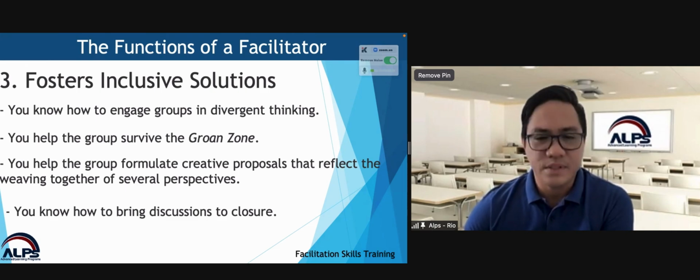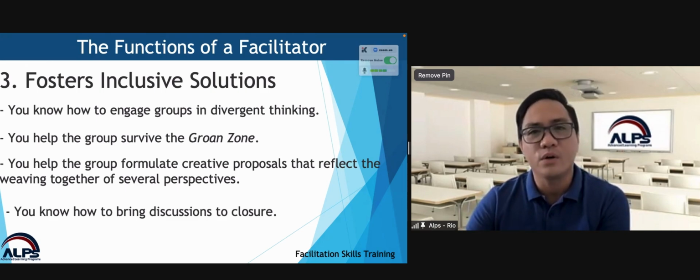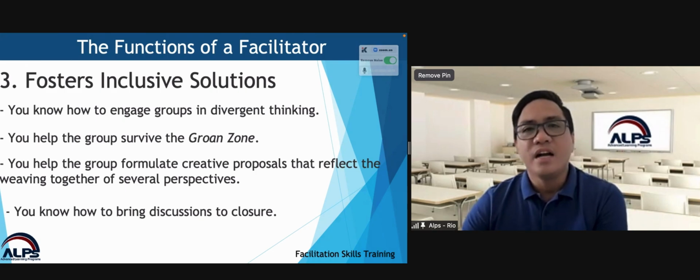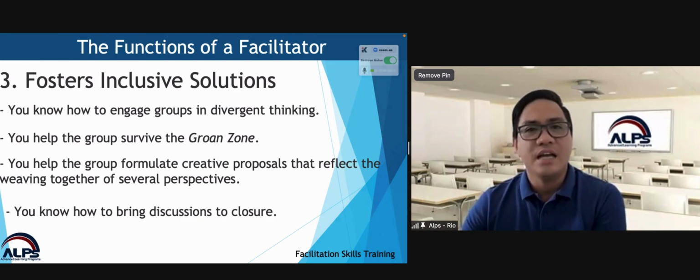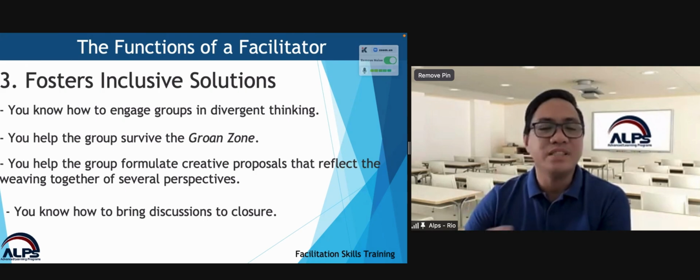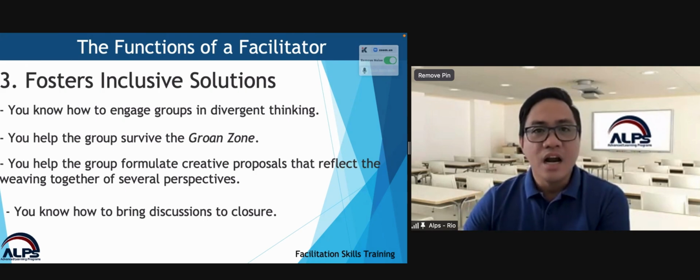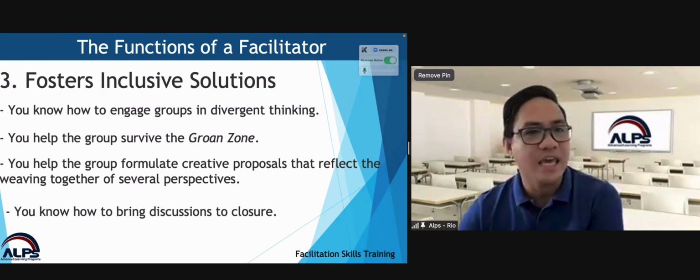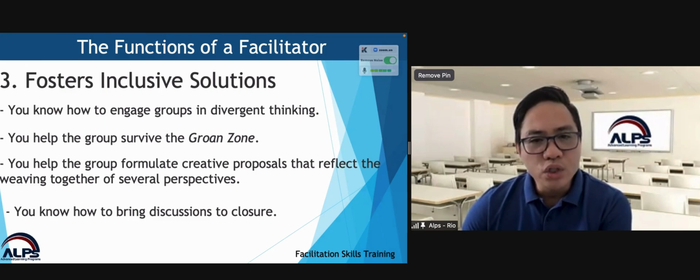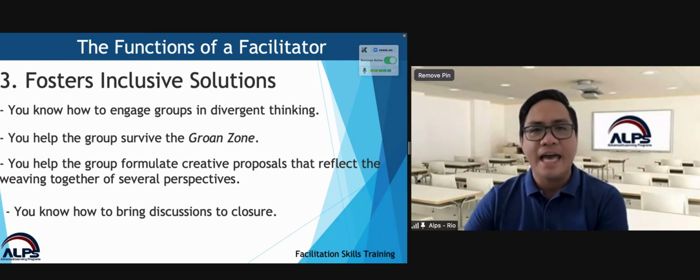What are these steps? First, you know how to help the group break free from restrictive business as usual discussions, and you engage them in divergent thinking, meaning have the other members air out their thoughts. Okay, divergent thinking, not just one-sided thinking, but divergent thinking. You also help the group survive the groan zone.